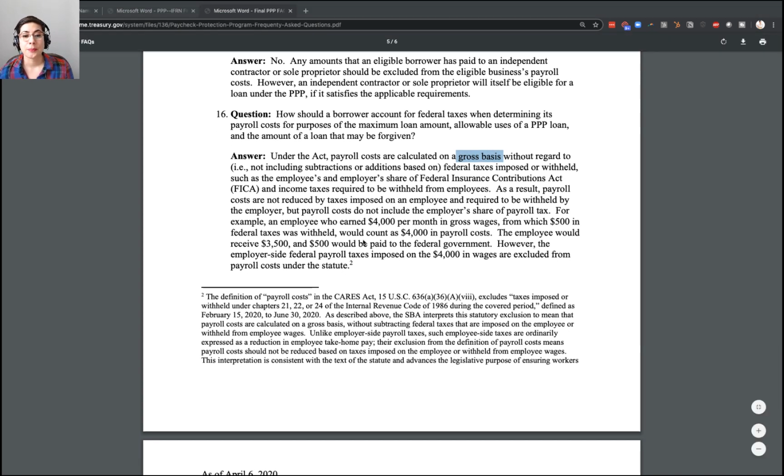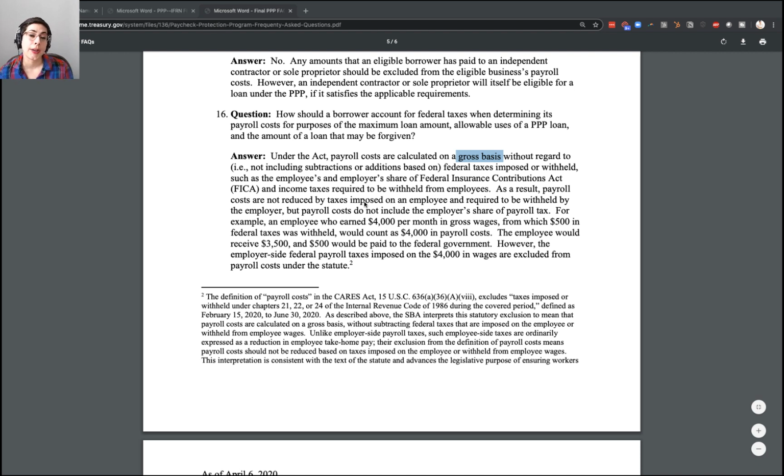As a result, payroll costs are not reduced by taxes imposed on the employee and required to be withheld by the employer. But payroll costs do not include the employer's share of payroll tax. So we need to make sure that we're including gross. We're not including the employer portion of the federal tax, like FICA, Medicare, Social Security. And we're adding back the employer portion of the state and local taxes.